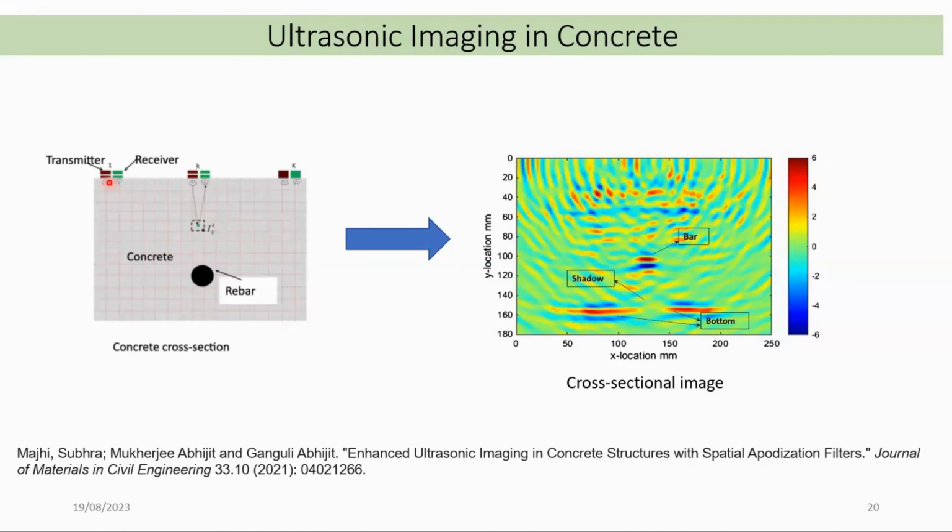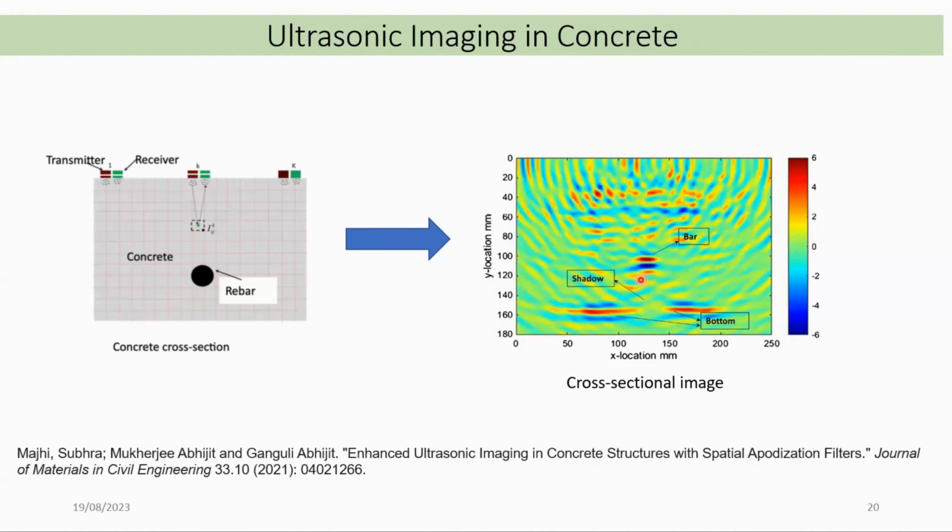We have a piezo transmitter and a piezo receiver. We send a wave and receive the wave, and we do it over and over again at multiple locations. By combining all these waves together, we try to find out how the cross section of the concrete can be picked up. Here you can see there are two major interfaces in the structure. One is the steel bar embedded in concrete. Another is the back wall, or the bottom of the bar.